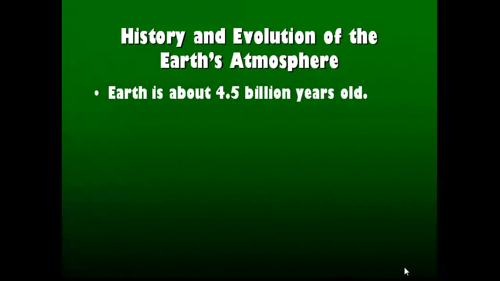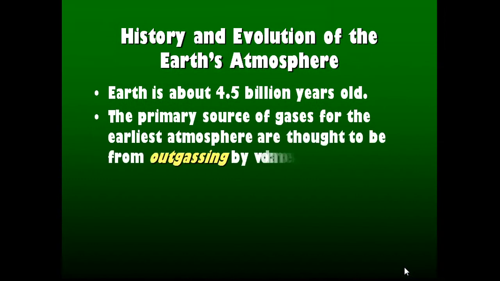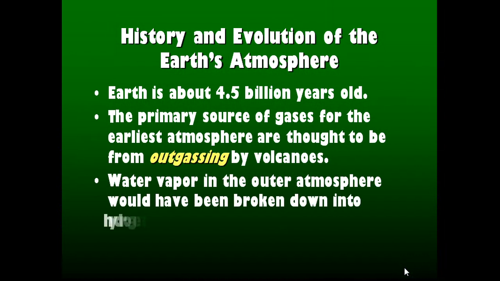History and evolution of the Earth's atmosphere. Earth is about 4.5 billion years old. The primary source of gases for the earliest atmosphere is thought to be outgassing by volcanoes. Water vapor in the outer atmosphere would have been broken down into hydrogen and oxygen.